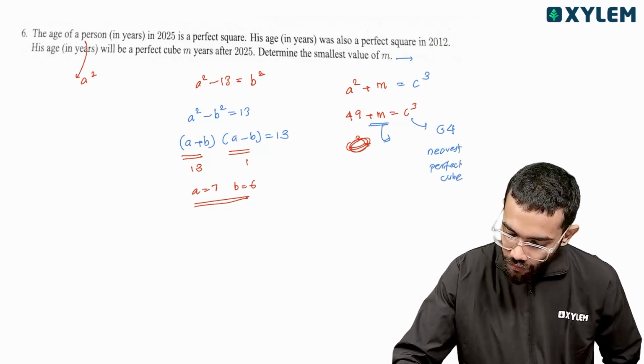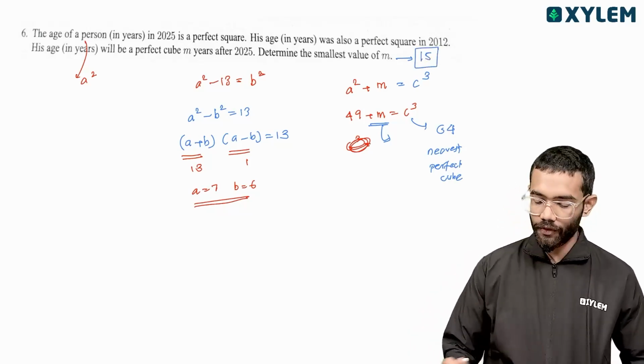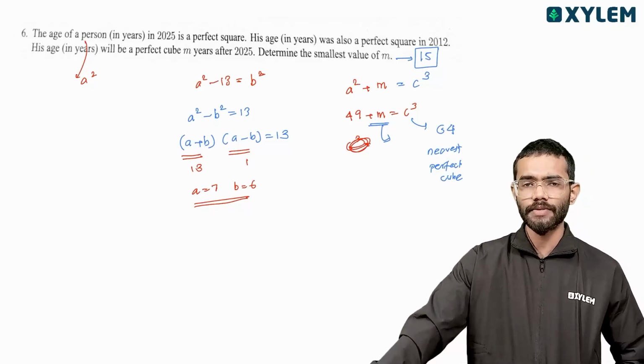So smallest value of m is 15. m ന്റെ സ്മോളസ്റ്റ് വാല്യൂ 15 ആണ്. അപ്പോൾ 15 കൊടുക്കുമ്പോഴാണ് 49 plus 15 64 ആവുക. So m ന്റെ സ്മോളസ്റ്റ് വാല്യൂ is 15.